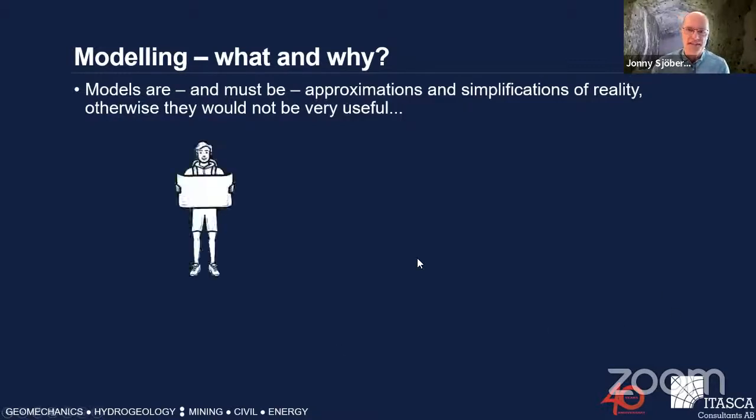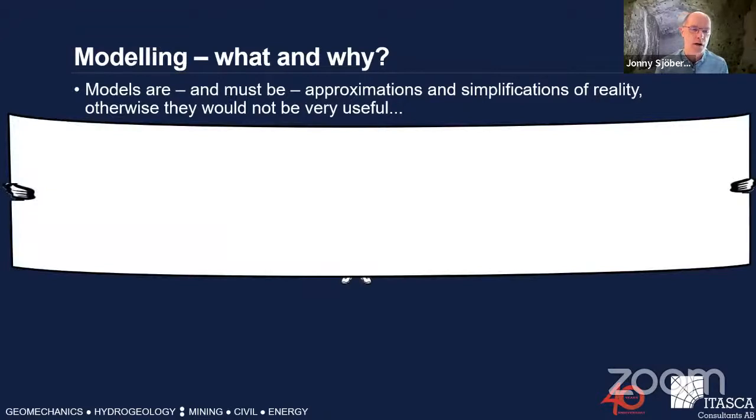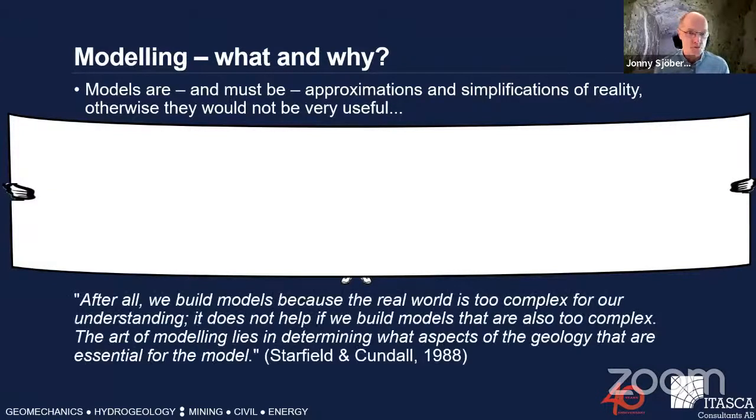We can do this analogy with a map. If you have a map to orient yourself, and the map was in scale 1 to 1, it wouldn't be very useful, would it? So I'm taking the opportunity to quote Peter Cundall. I think Peter was in the audience also. I hope you enjoy this. We build models because the real world is too complex for our understanding. And if we build models that are also too complex, it doesn't really help. So we need to know what aspects of geology or other things we need to include in the model.